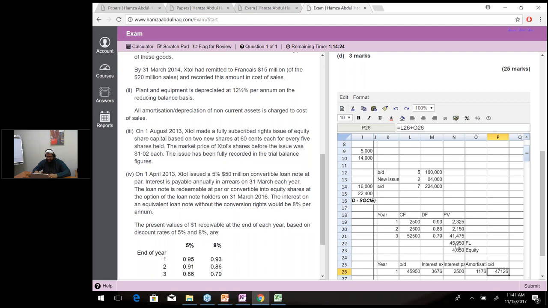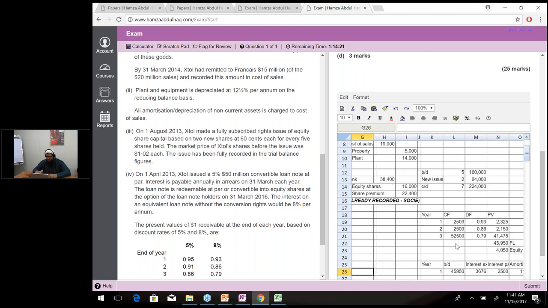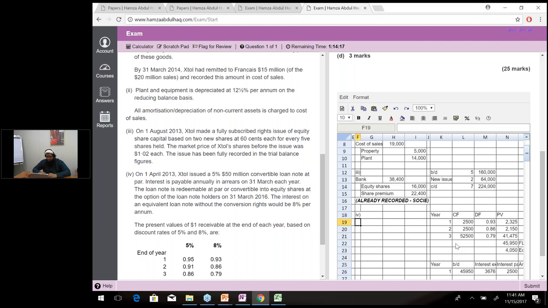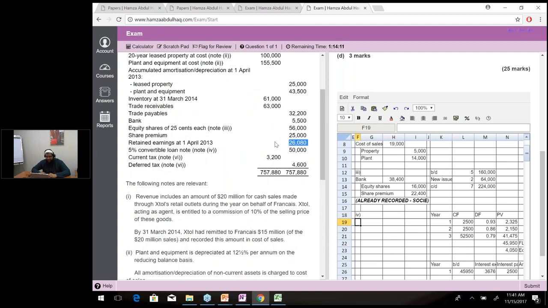So this is how we have calculated the table. And now I'm going to prepare the entry. If I look at the trial balance, we have recorded the 5% loan notes liability at the entire amount of 50,000. So I'm going to debit this 5% loan notes by 4050 because this is the equity component, and I'm going to credit the equity option by the same amount of 4050. So this is the adjustment number 4 that we are solving.